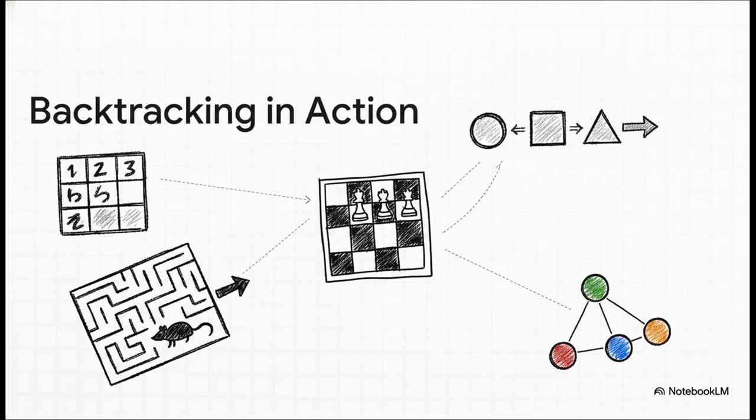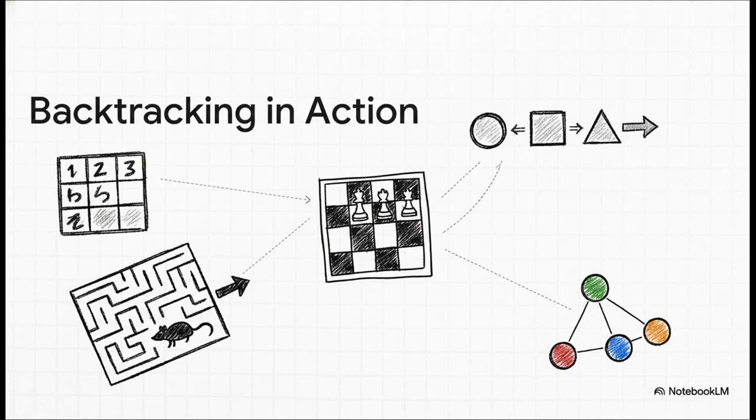I mean, just look at this for a second. On one hand, you have a messy, tangled, chaotic maze. On the other, a perfectly structured, logical chessboard. They feel like they come from totally different universes, right? But the core logic, the fundamental algorithm a computer uses to solve both of them, is exactly the same. Explore a path, hit a dead end, go back, and try again. That's it. And the list just goes on and on.